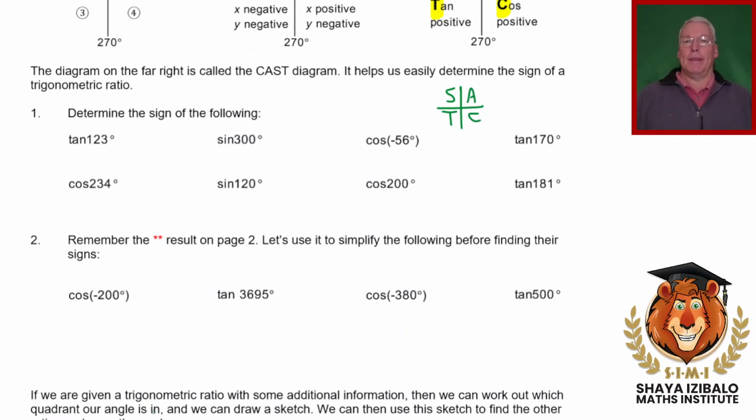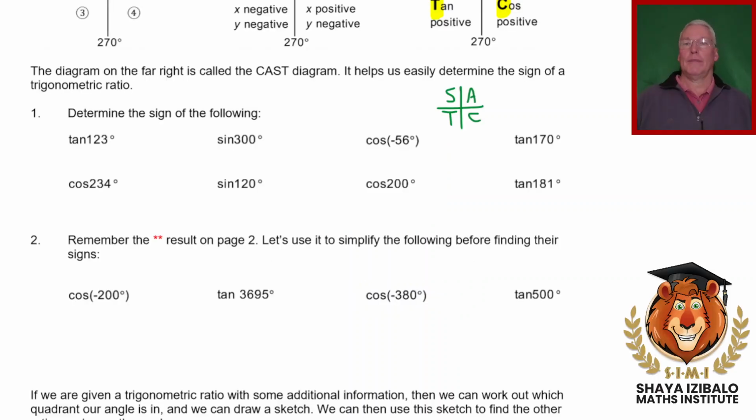Okay, just question 1. The first one, tan of 123, we're in quadrant 2, and tan is negative. Sine of 300, we're in quadrant 4, and sine is negative. Cos of negative 56, we're actually in quadrant 4, because we're going 56 degrees clockwise instead of anti-clockwise, and cos of negative 56 would be positive. Tan of 170, we're in quadrant 2, and tan is negative.